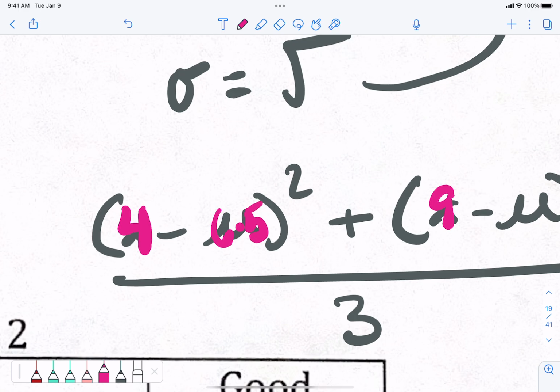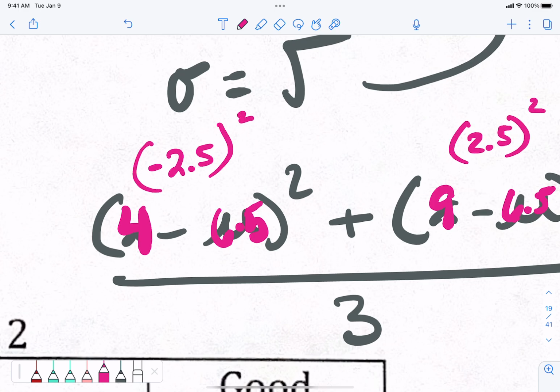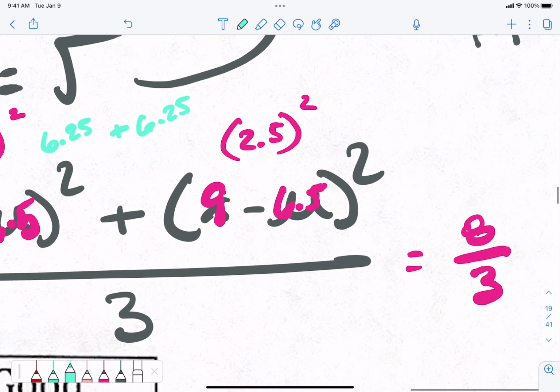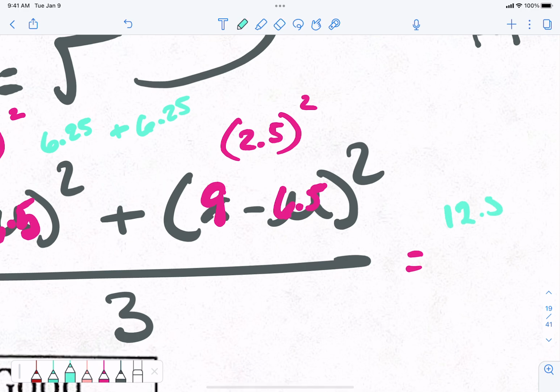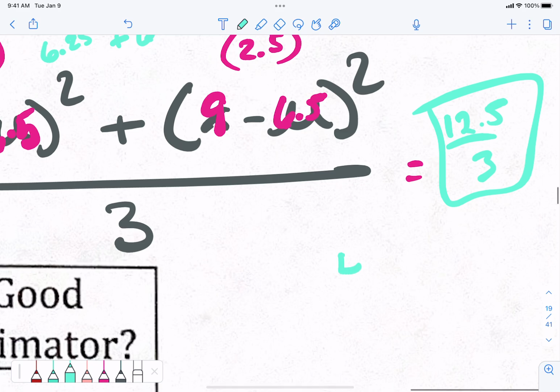6.5. All right, 4 minus 6.5 is negative 2.5. This is going to be positive 2.5. If you square each one of those, you get 6.25, I believe. So 6.25 plus 6.25 divided by 3 is 12.5 divided by 3, which is 4.1667.